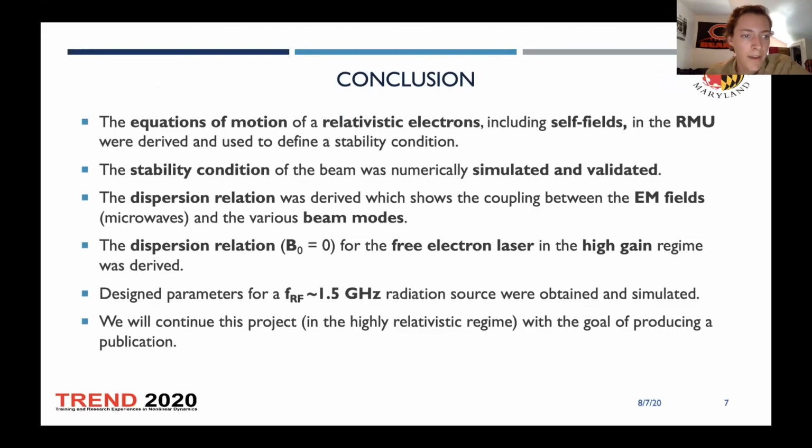So in conclusion, we came up with the equations of motion of relativistic electrons, including self-fields, in the RMU, and derived a definition of the stability condition. The stability condition was numerically simulated and validated. We came up with a dispersion relation that showed the coupling between the EM fields, which are the microwaves in this case, and the various beam modes. And the dispersion relation for B0 equals 0 for the free electron laser in the high gain regime was derived. And then we designed parameters for a frequency of approximately 1.5 gigahertz radiation source, and we obtained that and simulated it.